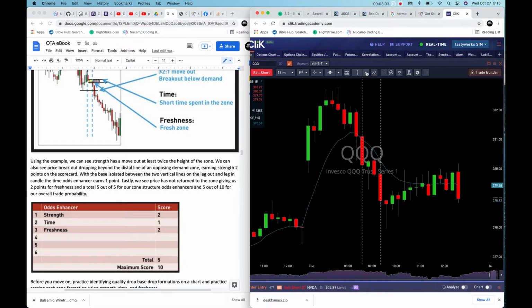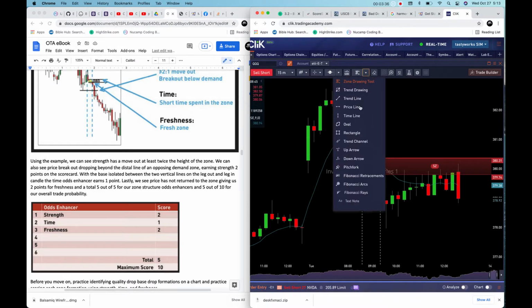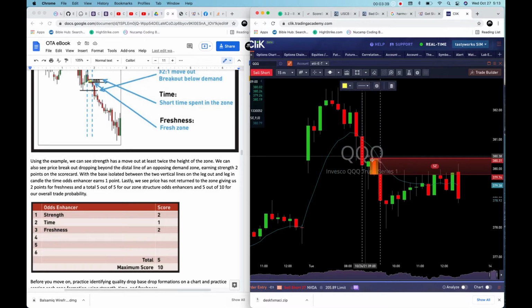All right. So we place our proximal and distal lines here. We have the bottom of the lowest body to place the proximal line, and we have the highest wick that is actually located within the base. Again, the distal line can be placed at the highest wick if it's located in the base or the leg out candle. Never use a leg in on a drop base drop formation. All right, so now that we have our zone, we can go through the process of scoring the zone.